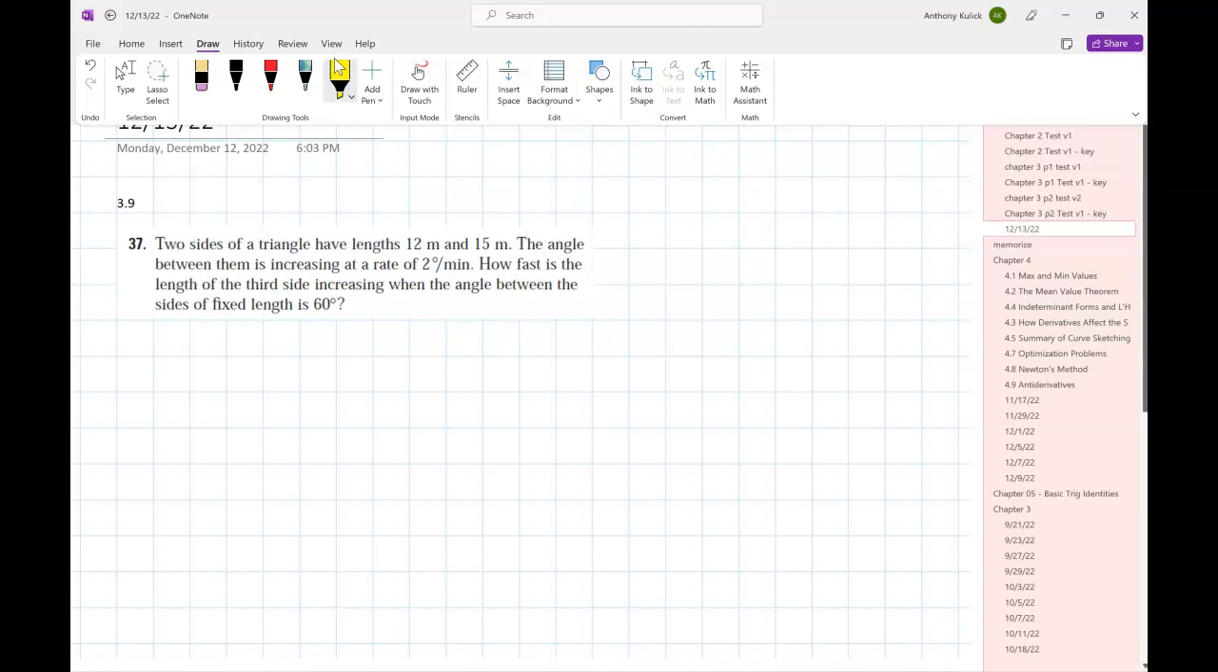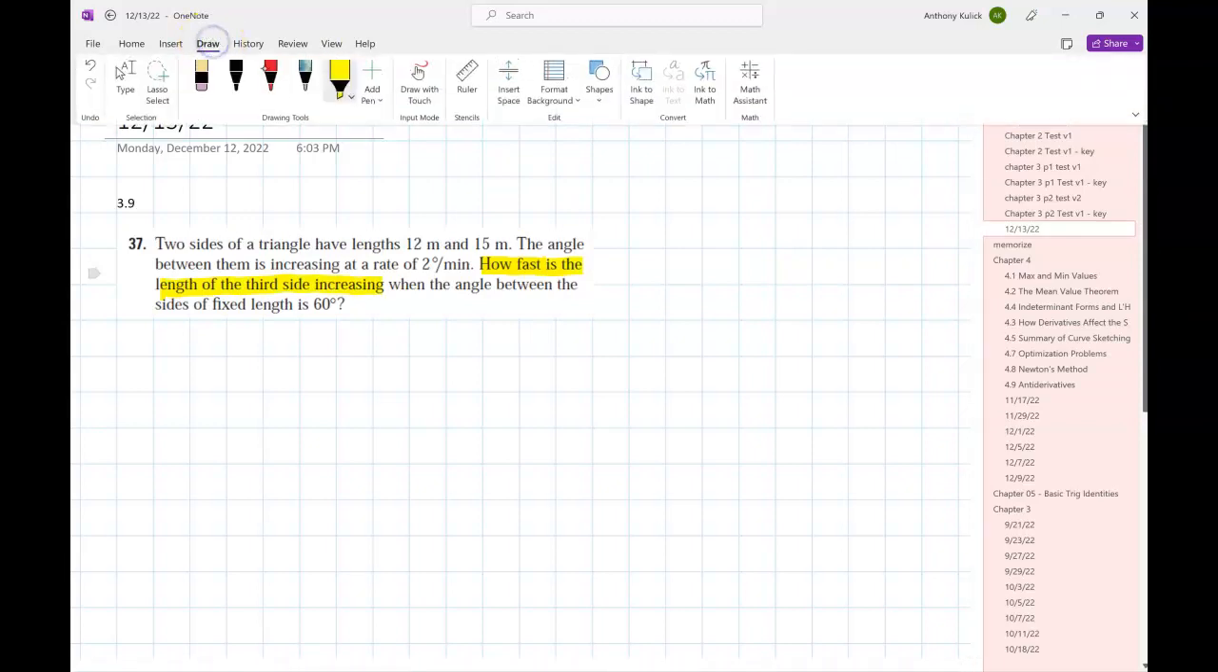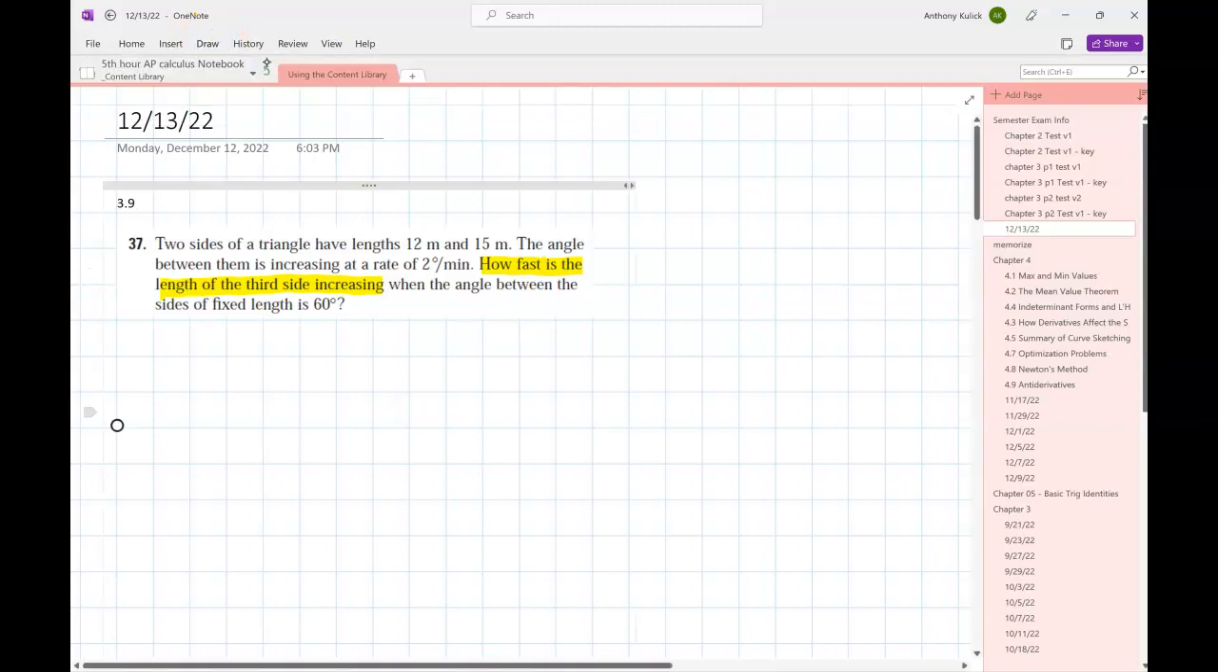Okay. So at this point, you should have paused and tried to work through this. The first thing you want to notice is that it asks how fast is the length of the third side increasing. That should be your clue that what we're dealing with is a related rates problem. So I'm going to start by just sketching a little picture.